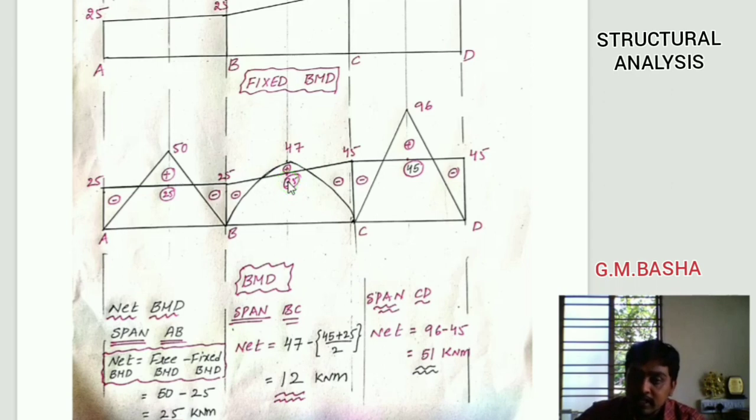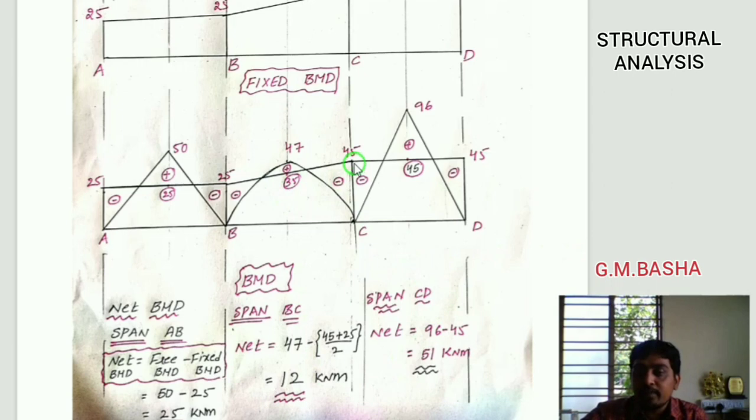If I am taking exactly the center, you can take the average. So for this trapezium you will get the average point here, that is 35. After obtaining that ordinate point exactly under the center, you can remove it from the free BMD: 47 minus 35, and you will get this ordinate point, which will be equal to 12 kilonewton meter. Then, friend, go to the span CD.